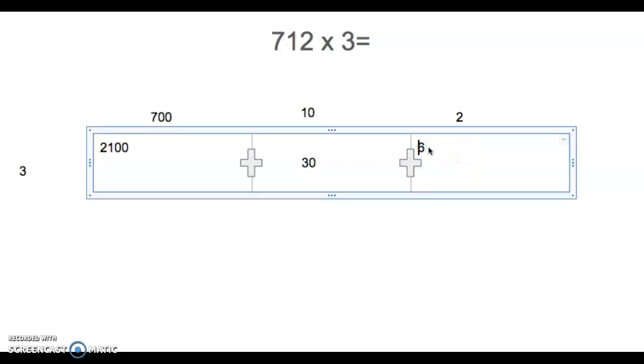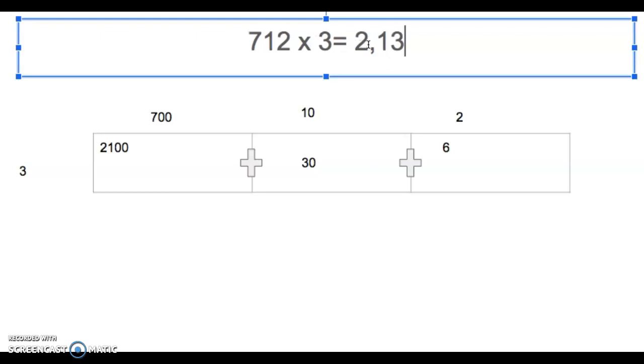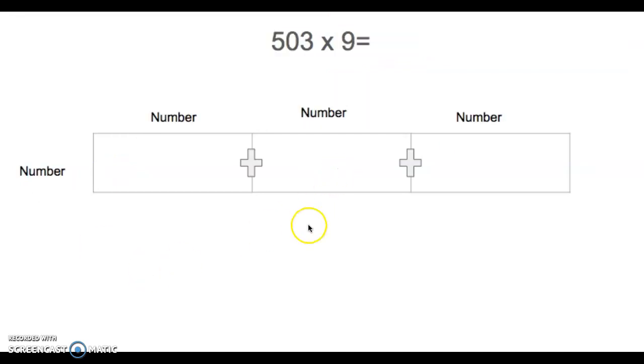So then we're going to add up all of our numbers. So 2,100 plus 30 plus 6, we now know is 2,136. So 712 times 3 equals 2,136. Let's do one more problem together.